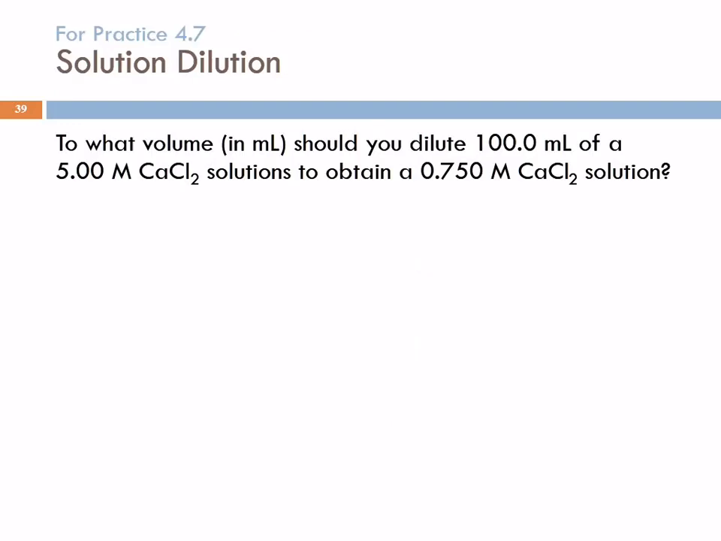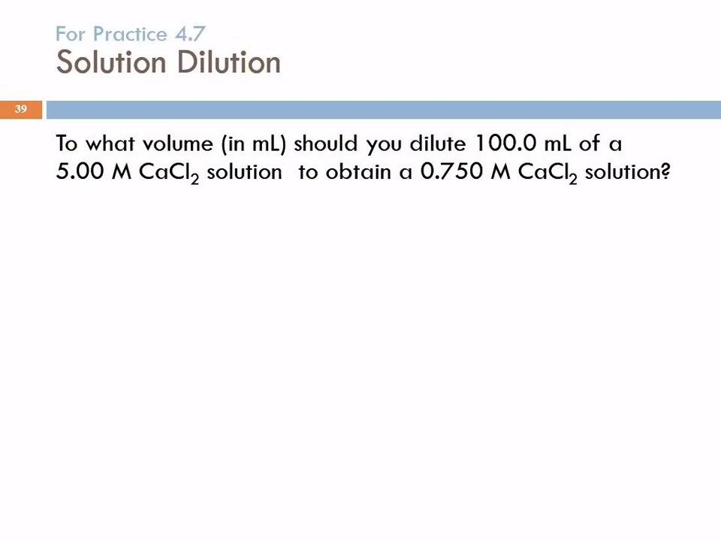Let's do an example. To what volume in milliliters should you dilute 100 milliliters of a 5.00 molar calcium chloride solution to obtain a 0.750 molar calcium chloride solution? There's a typo here, so I have to fix that. There, that's better.